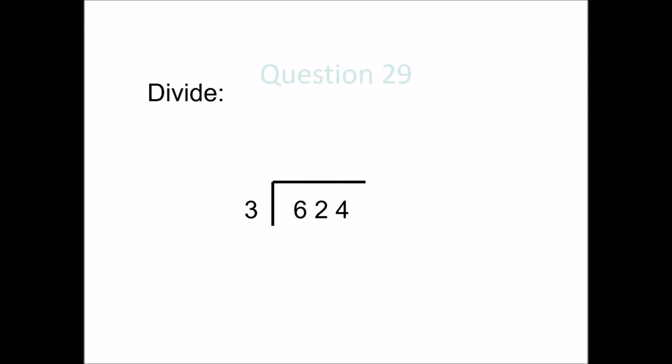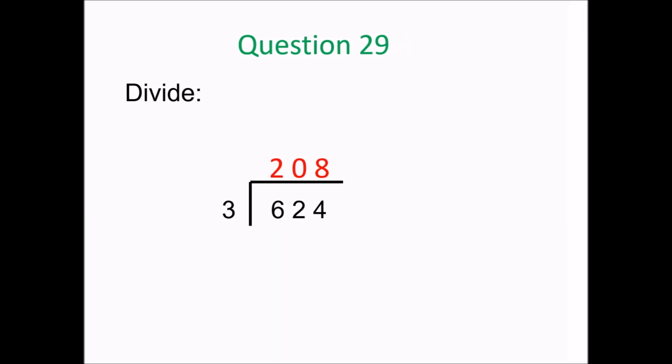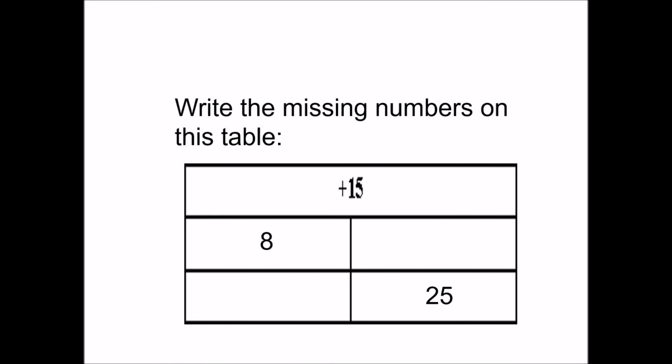You're dividing now, 624 divided by 3. You say 3 into 6, 2. 3 into 2, 0. 3 into 24, 8. You must put that 0. 208. If you have 28, it's wrong. So 3 cannot go into 2, so you say 3 into 2 is 0, then say 3 into 24.